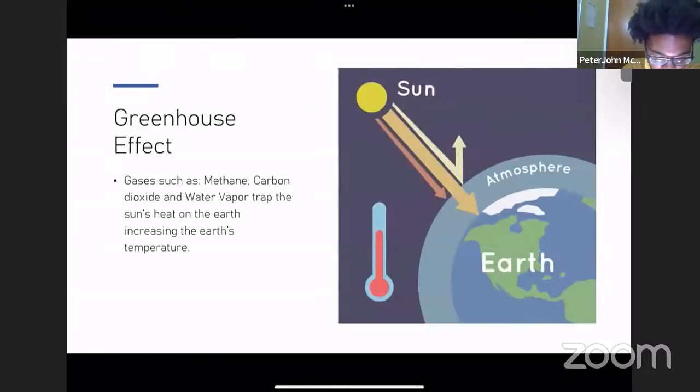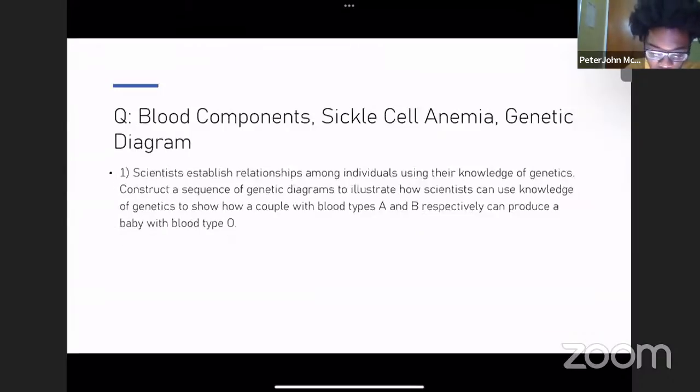Gases such as methane, carbon dioxide, and water vapor trap the sun's heat on the earth, increasing the earth's temperature. This is how the greenhouse effect works. The sun is giving its energy, coming down like this. A lot of it is supposed to bounce off the atmosphere, but because we have a lot of greenhouse gases, it ends up being trapped, going up, down, up, down, radiating right back to the earth. It's just not escaping, so we get hotter as a result, just like in a greenhouse.